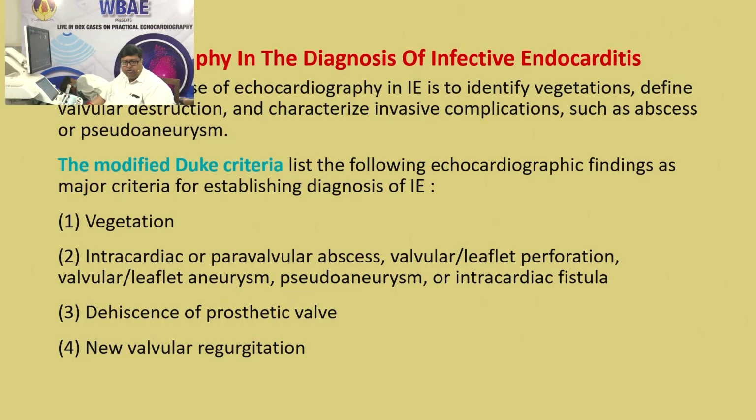While doing the echocardiography of a case of infective endocarditis, one must remember a few conditions which can mimic infective endocarditis. These are papillary fibroelastoma. Then there can be a myxomatous mitral valve disease with a redundant valve leaflet, which may prolapse into the left atrium and mimic a vegetation.